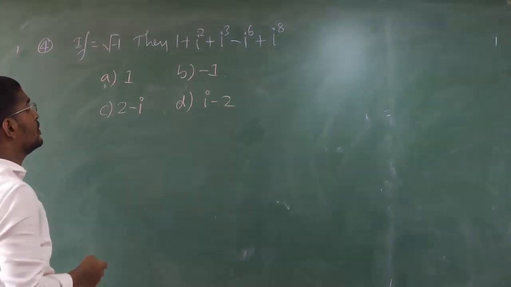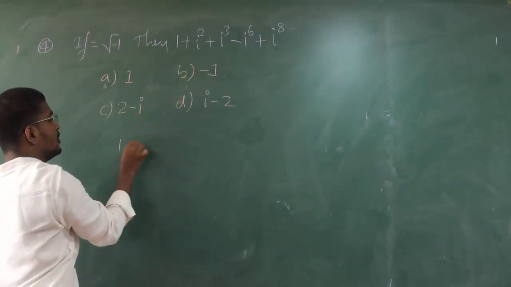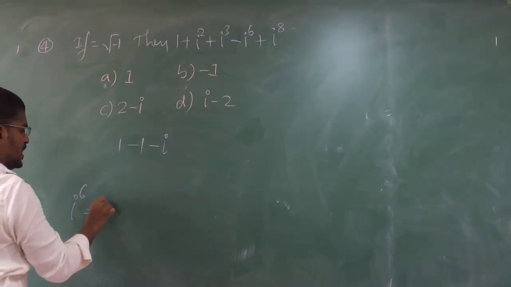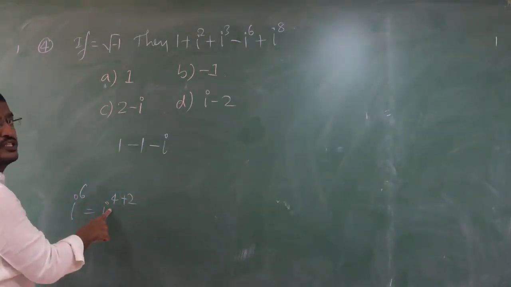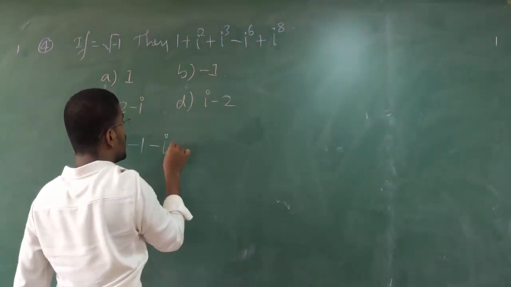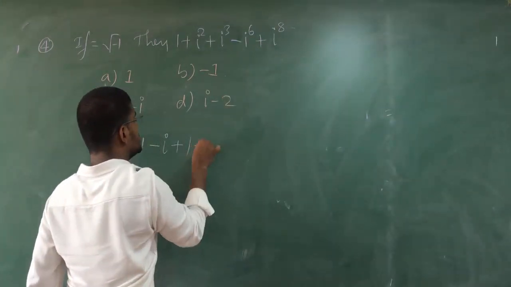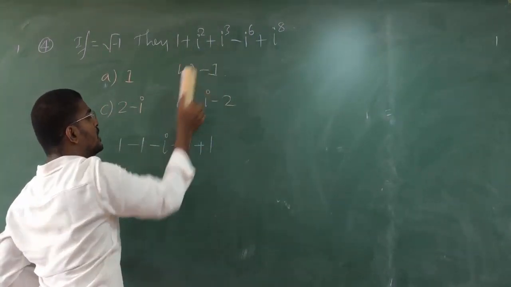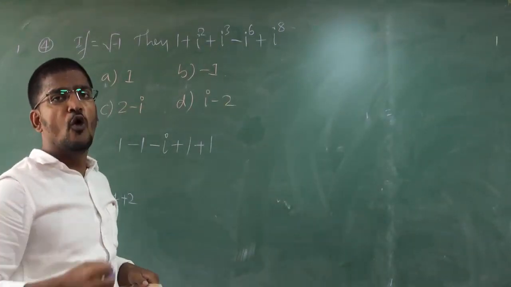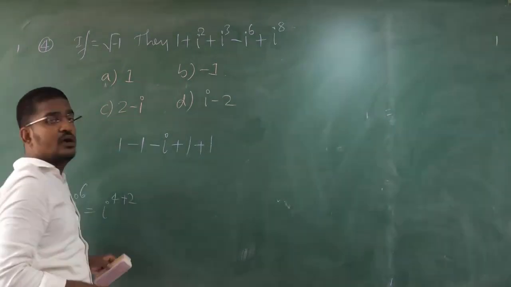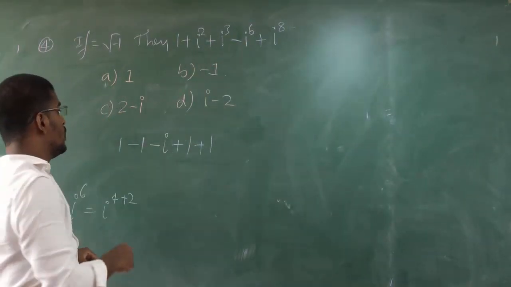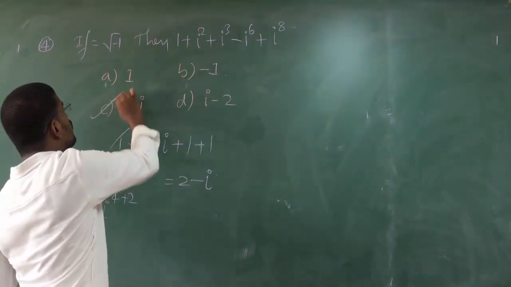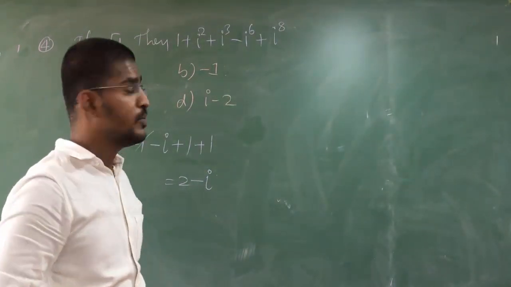That is problem number 4. 1 plus i square is minus 1. i cube is minus i. i raised to 6 means i raised to 4 into 1 plus 2. i raised to 4 is 1, and i square will be minus 1. Minus into minus is plus 1. i to the power of 8 is 1 because here 8 is a multiple of 4. So 1 as it is, i square is minus 1, i cube is minus i, and i raised to 6 means i raised to 4 plus 2, so that is plus 1 plus 1. Clear? Minus into minus will be plus here. So plus 1 minus 1 cancelled. The answer will be 2 minus i. So your answer is 2 minus i for problem number 4.